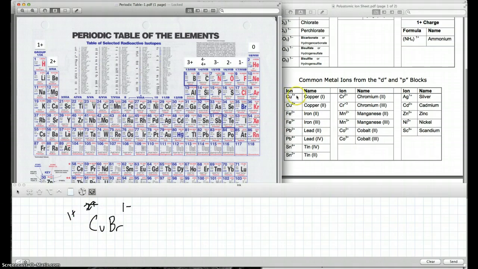So copper with the 1 plus is called copper 1. Whatever the charge is, that's what the Roman numeral is. So I would name that copper 1. And again, second one becomes IDE at the end. So bromine becomes bromide.